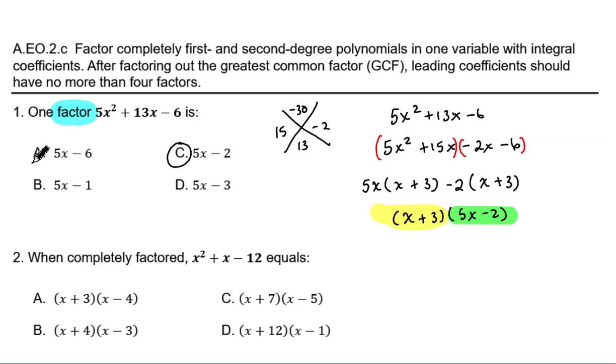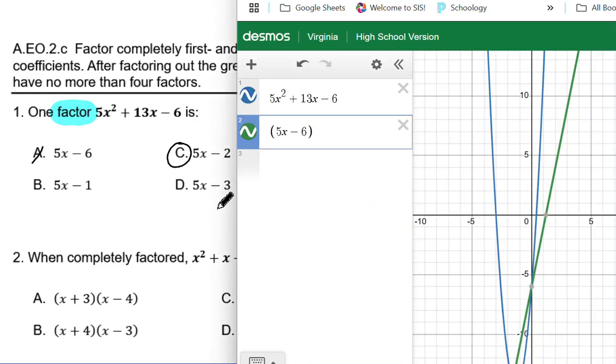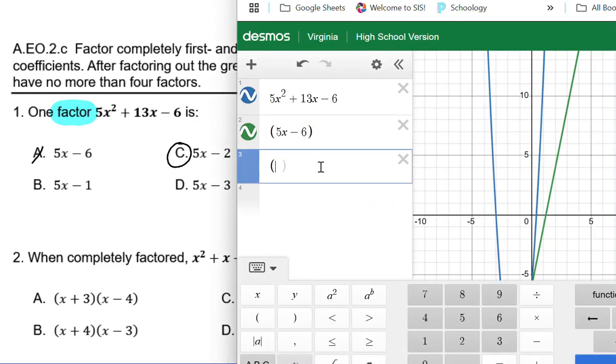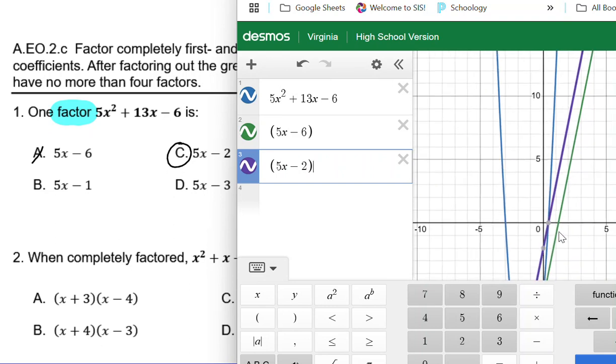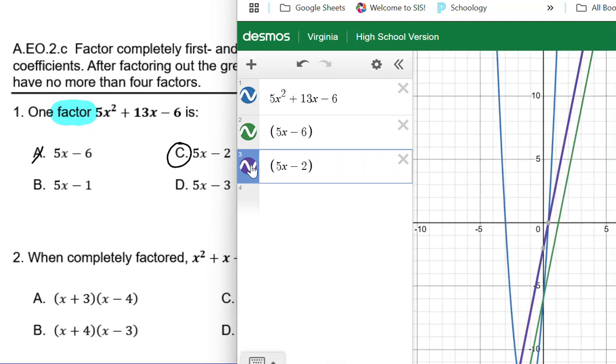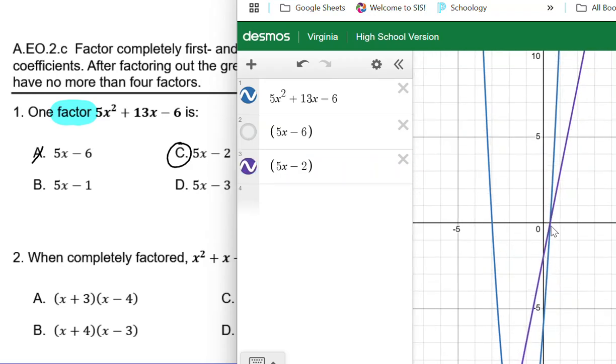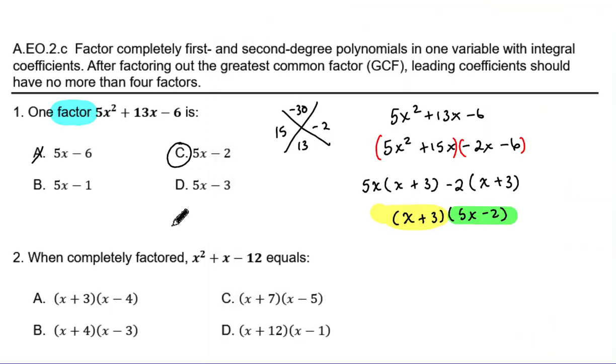Let me look at another one. I know that 5x minus 2 is a factor, and look at what happens when I put it in. This one has the same factor. Let me ungraph this one. So look, it has the same x-intercept. Okay, so that's a little Desmos trick that you can use to find a factor.